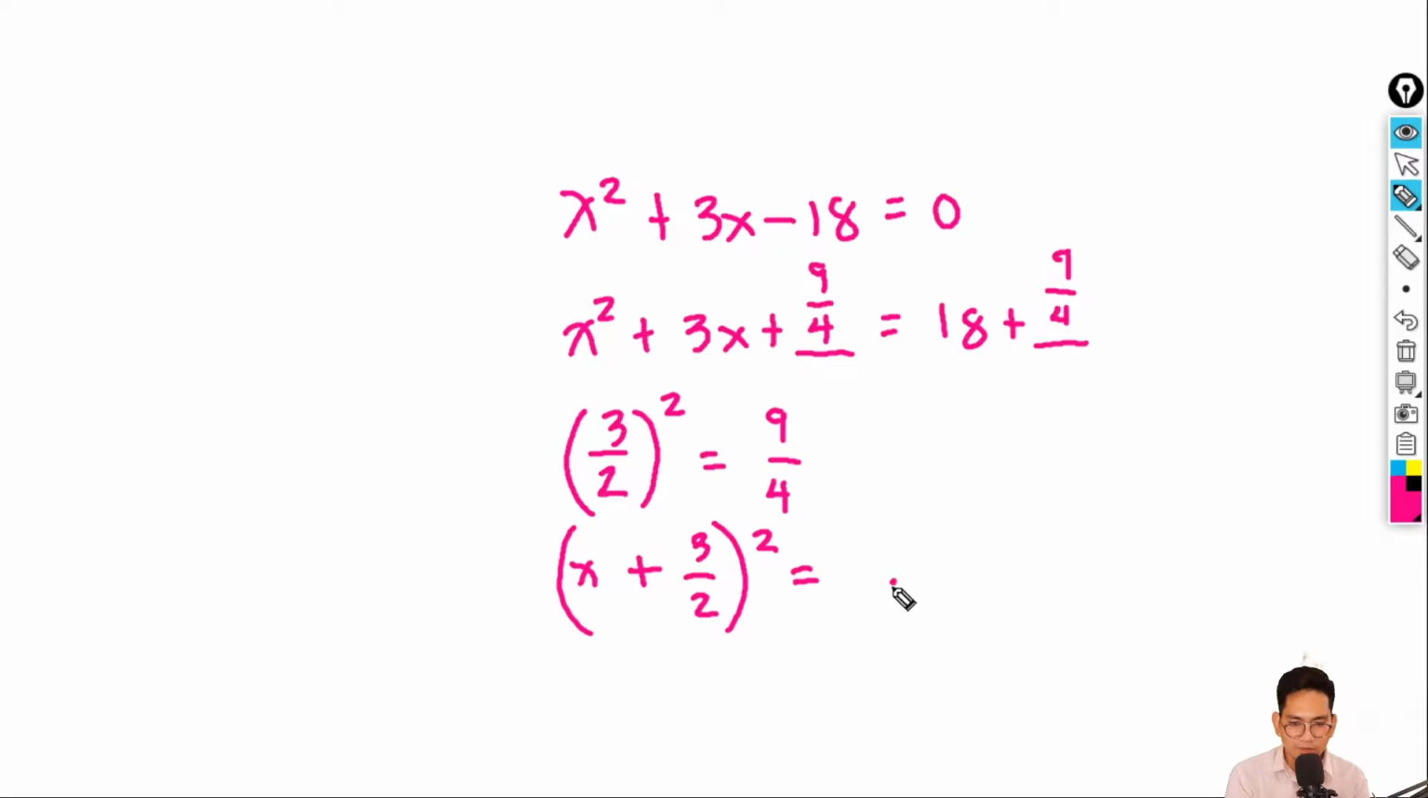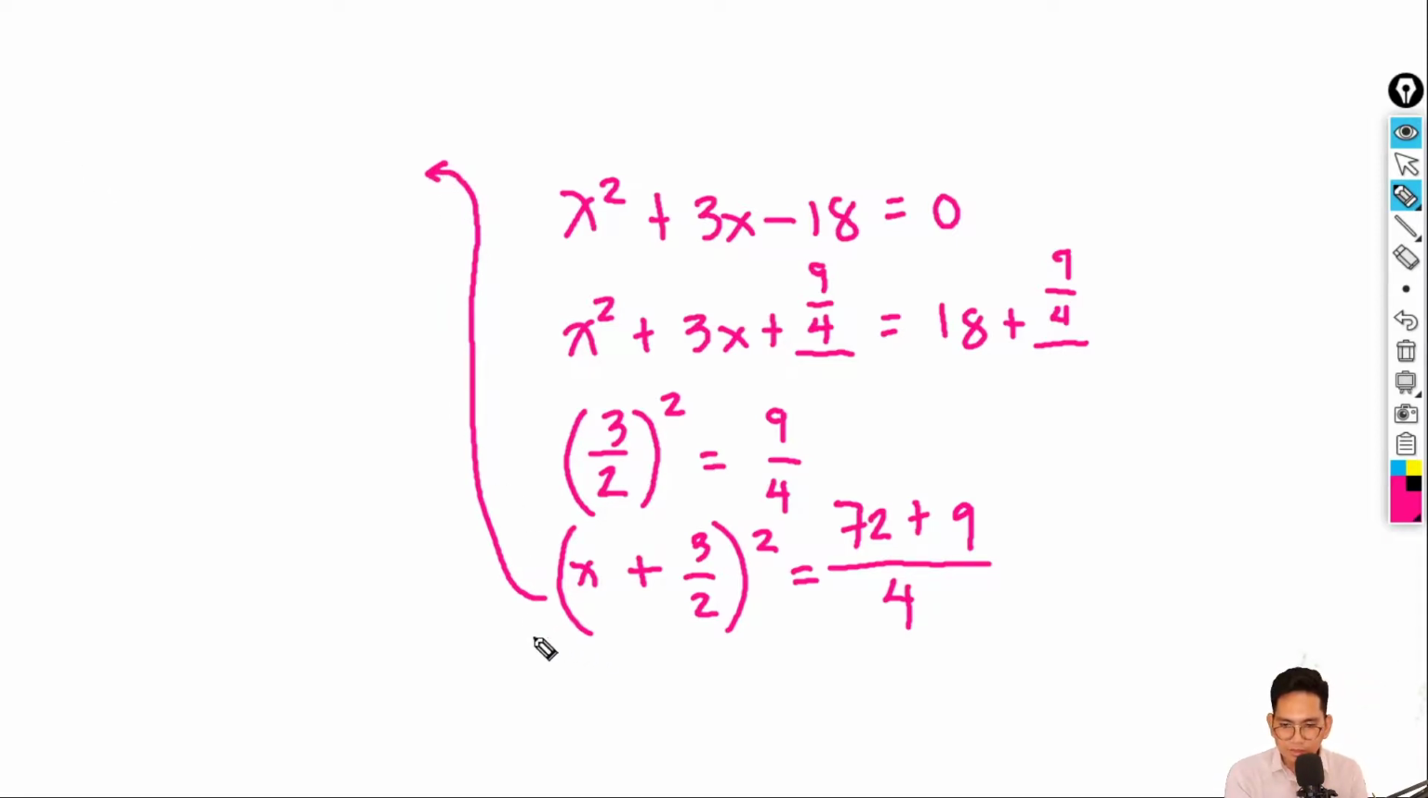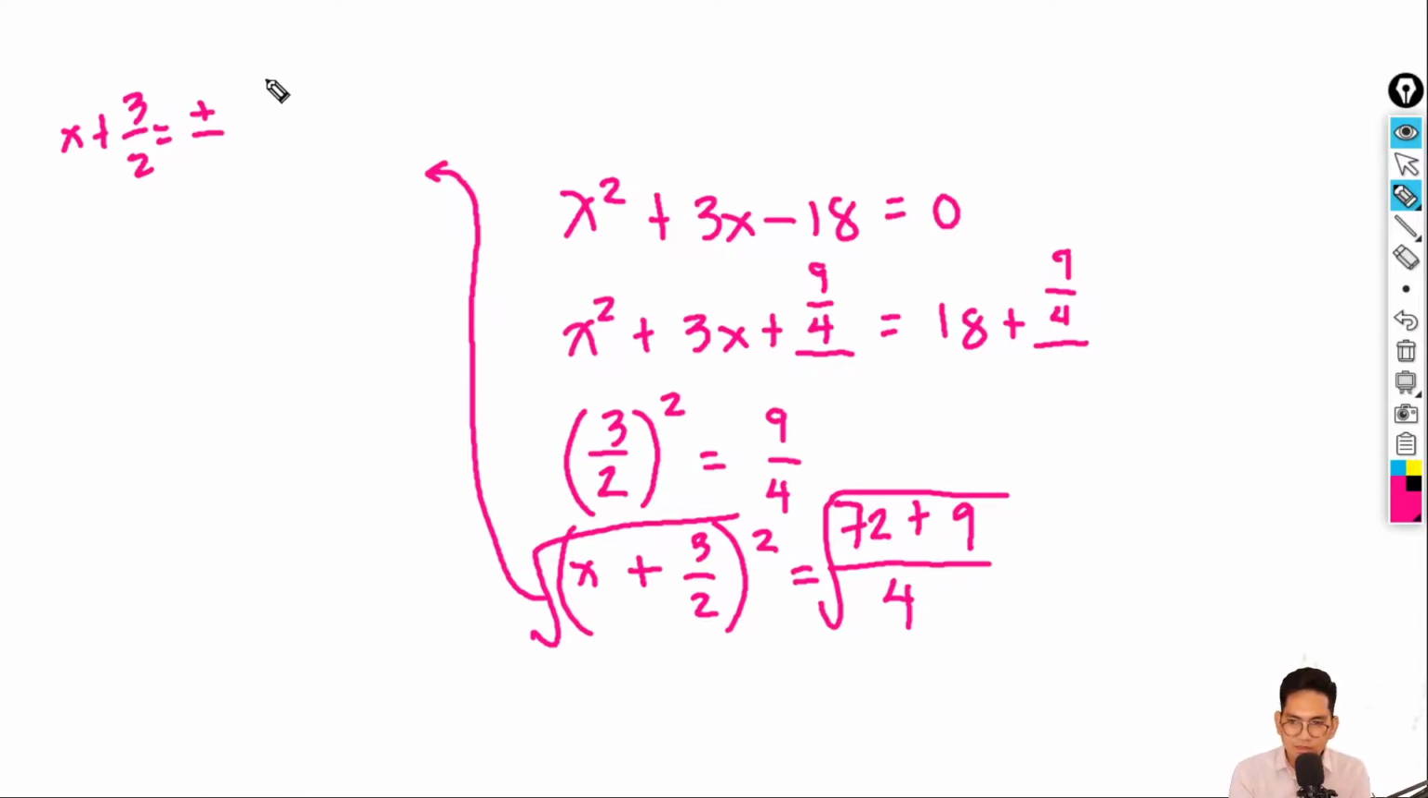Okay, so making them similar fractions, we have 4, and then 18 times 4 gives us 72 plus 9 over 4. So we can now add them. So let's have the solution here. We have to take now the square root of both sides of the equation, assuming we have already added this into 81. So therefore, we have x plus 3 halves is equal to positive negative. This will become 81. The square root of that is 9. And the square root of 4 is 2.